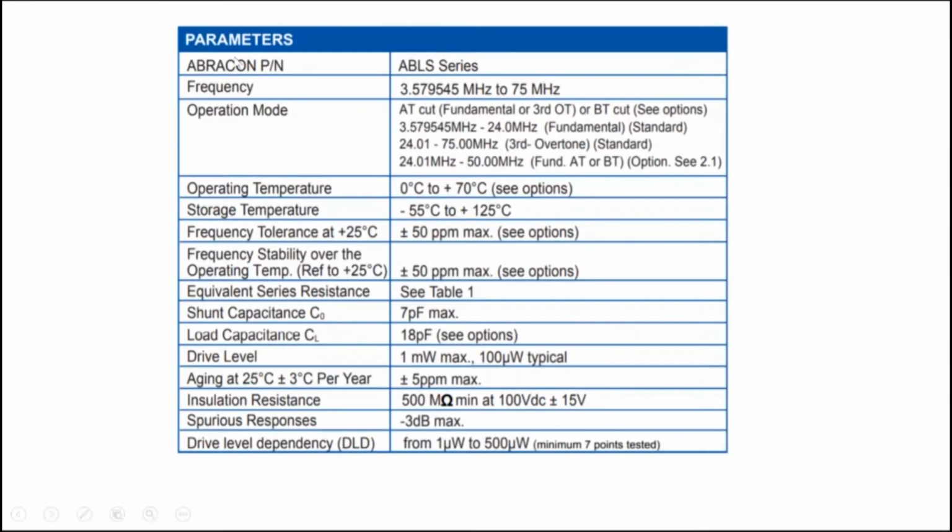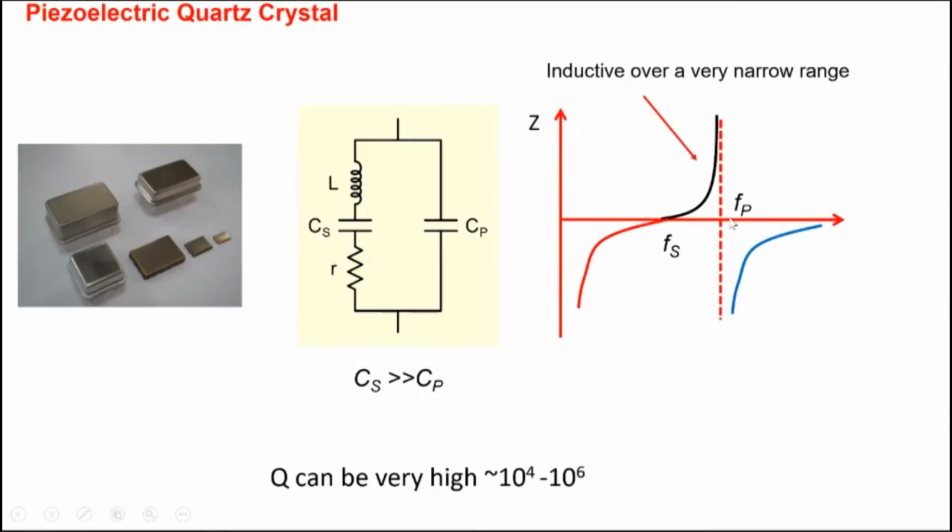So let me show you an example of a quartz crystal here, and note that the frequency tolerance at 25 degrees is 50 parts per million, and the stability over the temperature range from minus 55 to 125 degrees is 50 parts per million. So very, very stable. It provides you with a very stable resonant frequency. So if you want a very high Q LCR circuit, very stable with very good tolerance, then the quartz crystal itself is a very good option, and is used in a wide variety of oscillator circuits.